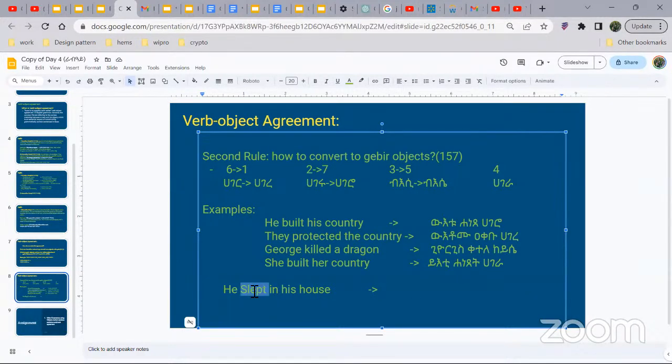Slept: is it a transitive verb or an intransitive verb? Intransitive. If it is an intransitive verb, do you have any object here? No, you don't. That's why you shouldn't change it.